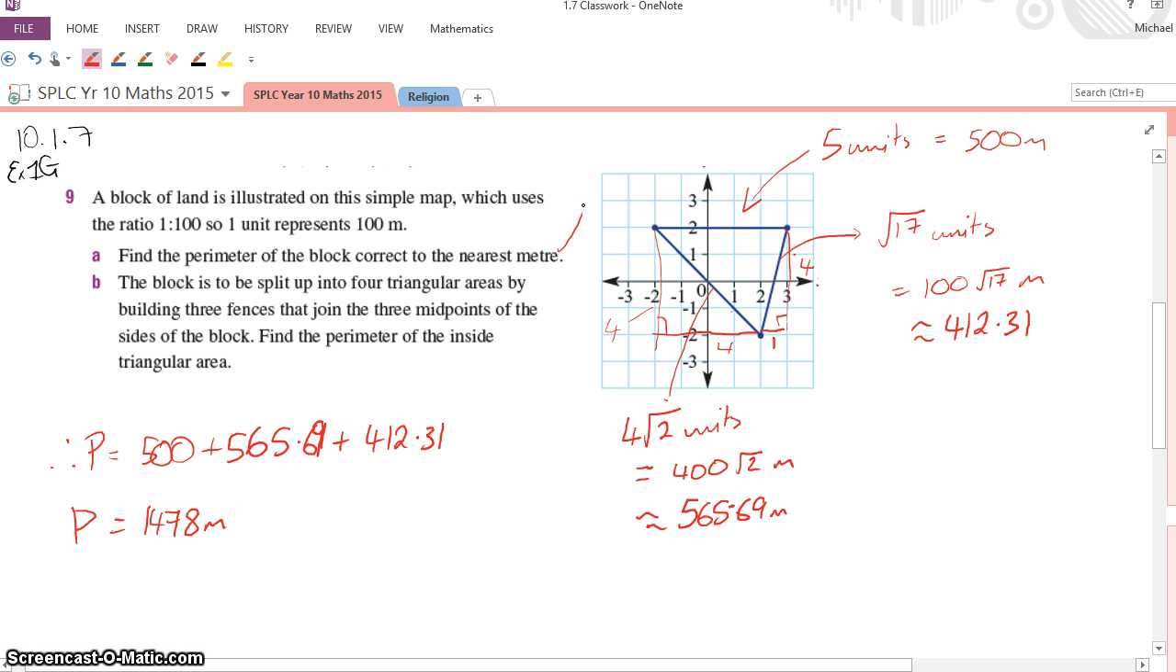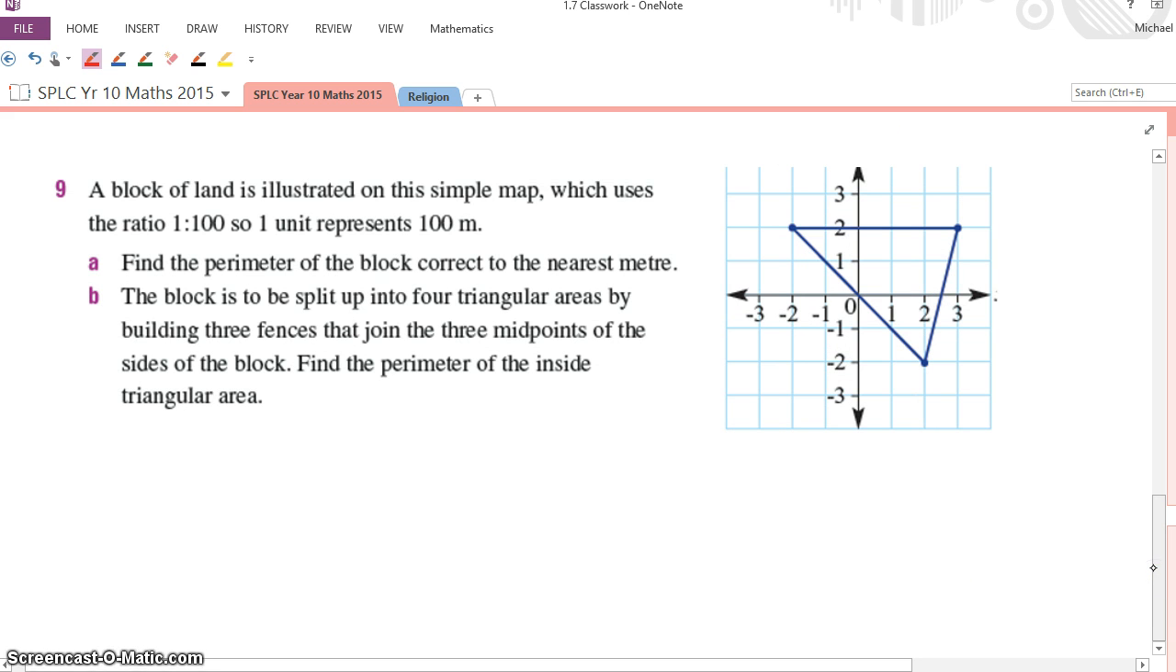The next one's interesting. The block is split up into 4 triangular areas by building 3 fences that join the midpoints of each of the sides of the block, and then find the perimeter. Well, let's scroll down a little, and we've got some room here. So the midpoints, first thing you've got to do is find the midpoint. So this one is at -2, 2, and over here I'm at the point 3 and 2. Using my midpoint formula, 3 and -2 is 1, divided by 2, that's going to be the midpoint, and it occurs at 1/2, and obviously the y coordinate hasn't changed, it's a 2, that's pretty easy.